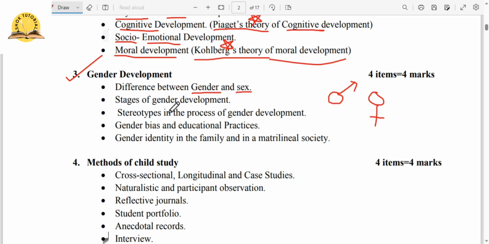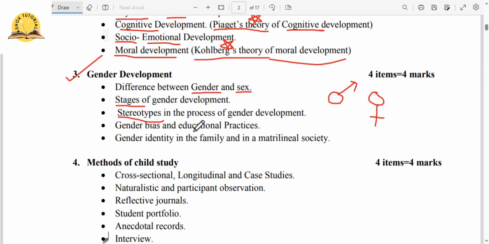Then stages of gender development. You see there are different stages, right? It's a process of gender development. So we learn that. Then stereotypes. Stereotype is a very important word. Please try to remember this. Please try to understand the meaning of this. However, I will be explaining to you, but still you can try it on your own as well. Stereotypes in the process of gender development. What is the role of these stereotypes? You have to know this, all right?